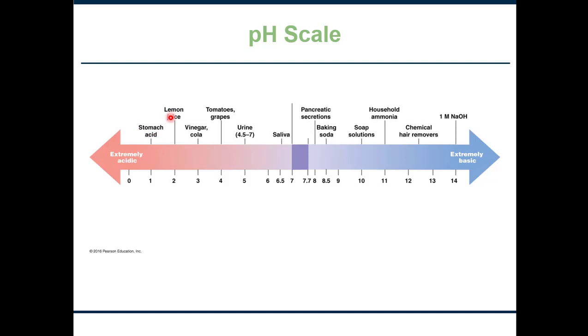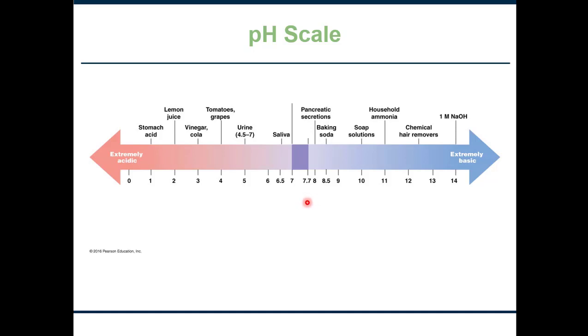As we go up on the scale, we become more basic or more alkaline. Those are the same thing, basic and alkaline. You can see up here at the top of the scale, 14 means that we have very little hydrogen within the solution. Sodium hydroxide here, for instance, a 1 molar solution of sodium hydroxide, is very basic. Hair removers are very basic. So you can see the scale here. You should become familiar with this scale as well as the formula for this scale.